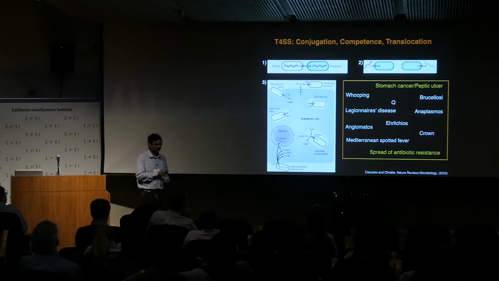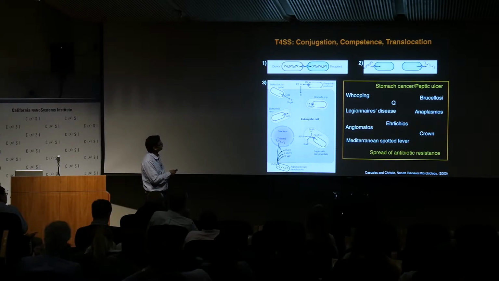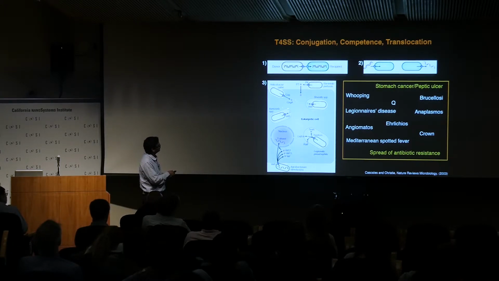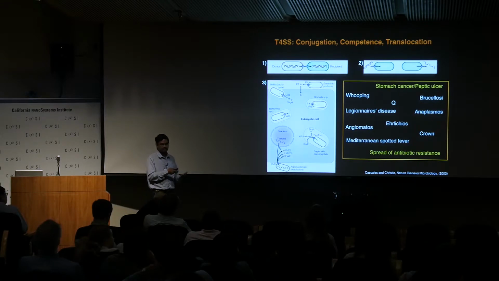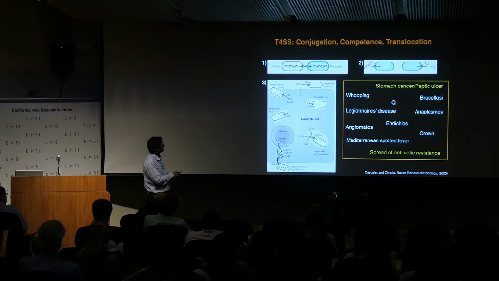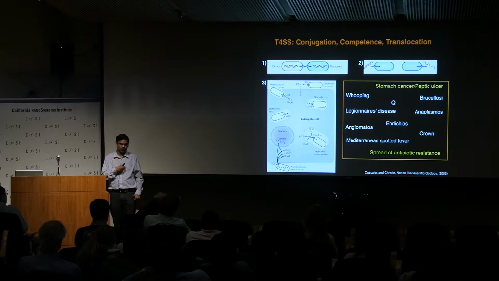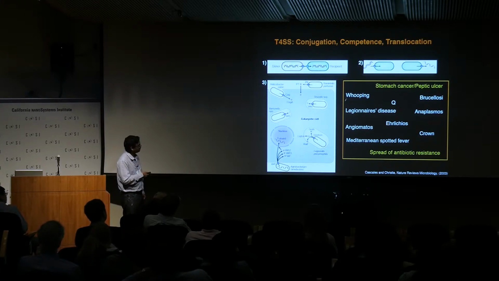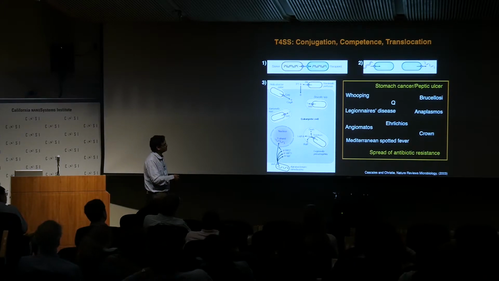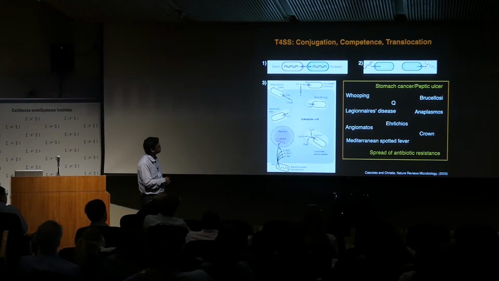And finally, bacteria also use type 4 secretion system to translocate vast different types of effector molecules into eukaryotic cells. For example, Helicobacter pylori utilizes type 4 secretion system to inject CagA, which is an oncogenic protein, into eukaryotic cells. Similarly, there are other bacteria, for example, Bordetella, Brucella, Bartonella, and the list is quite long. All these bacteria utilize type 4 secretion system to inject effector proteins into host cells. There are many different types of disease that also happen because of type 4 secretion system.